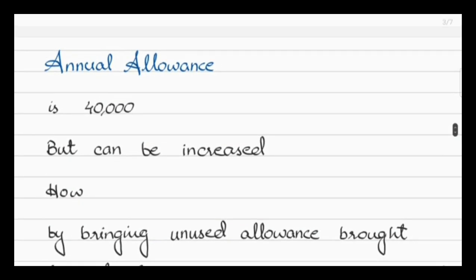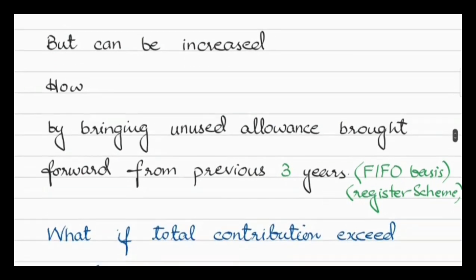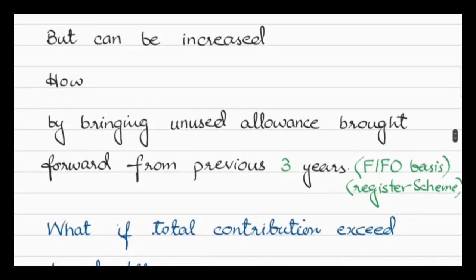Then there is an annual allowance. This is 40,000 for the year 21-22. But it can be increased. How can it be increased? It can be increased by bringing forward unused allowance from the previous 3 years on a FIFO basis.